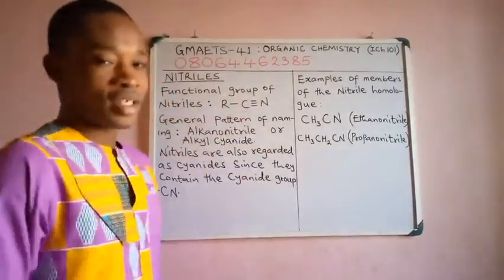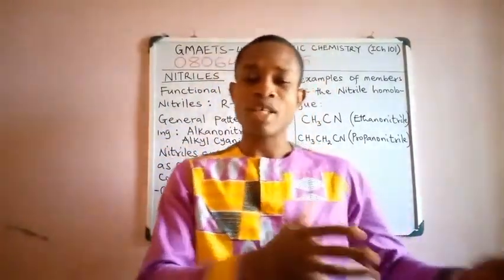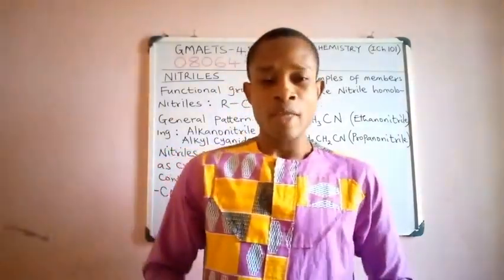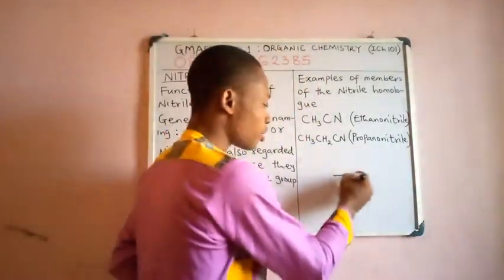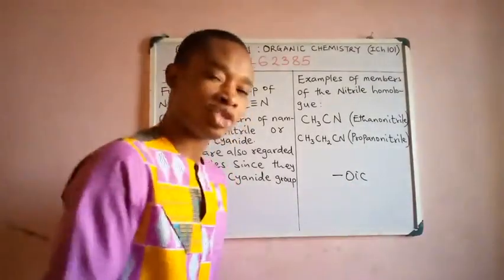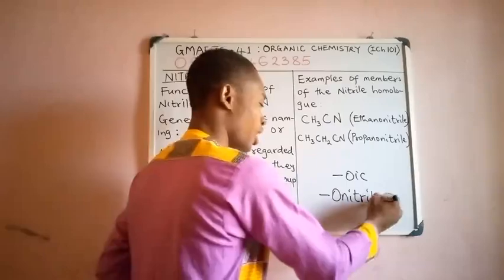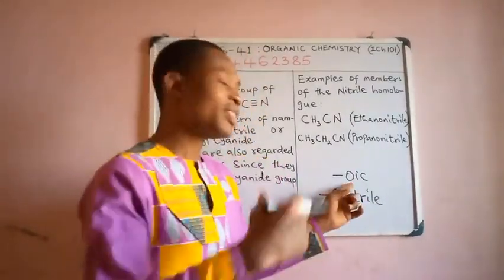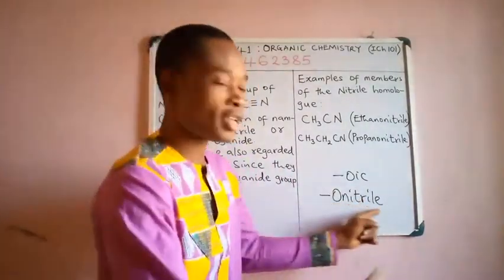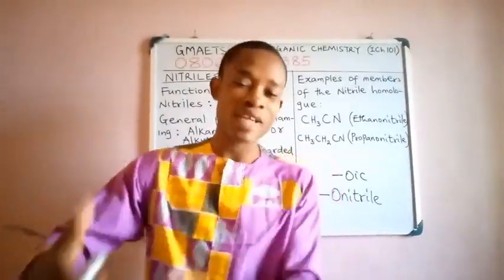Now, what is the general pattern of naming these homologous nitriles? Nitriles generally are named corresponding to their alkanoic acid derivative. The only difference is that the "oic" group in alkanoic acid is now replaced with "onitrile". So if you have something like ethanoic acid, in nitriles, you'll have ethanonitrile. If you have propanoic acid, in nitriles, you'll have propanonitrile.